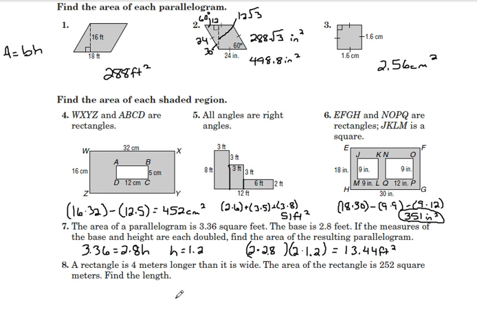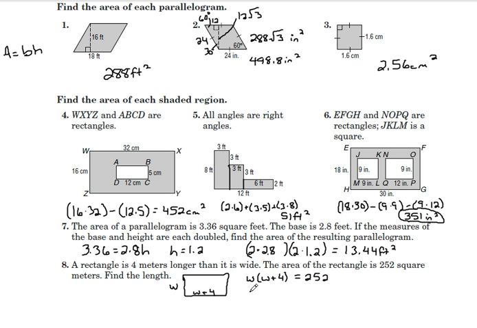Okay, for number 8. A rectangle is 4 meters longer than it is wide. Okay, let's call the width W. Length we don't know, but we do know the length is 4 more than the width. So there's an expression for the width and the length. The area of this rectangle is 252 square meters. Find the length. Okay, we know width times length, base times height, is 252. So we're going to set that equal to 252. Width here, and then the length W plus 4.